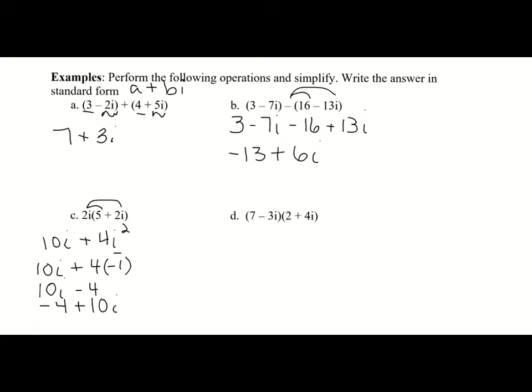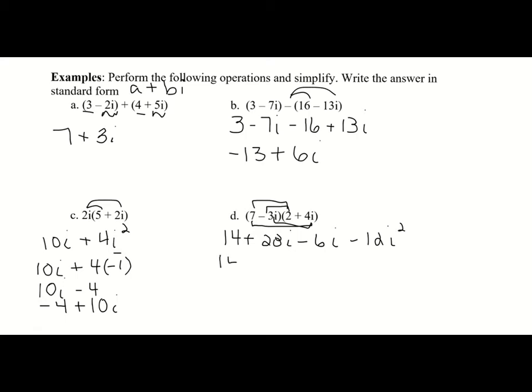All right, d, again, is going to be much the same. We're going to FOIL here like we have been. So in past sections, 7 times 2 is 14. 7 times 4i will give me plus 28i. -3 times 2 will give me -6i. And then -3 times +4i will give me -12i squared.